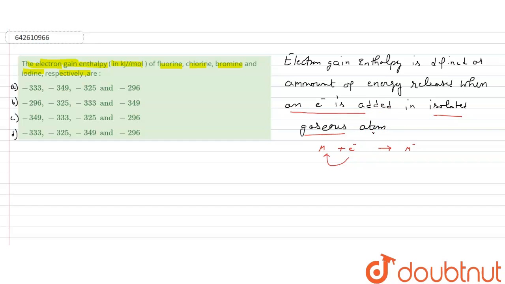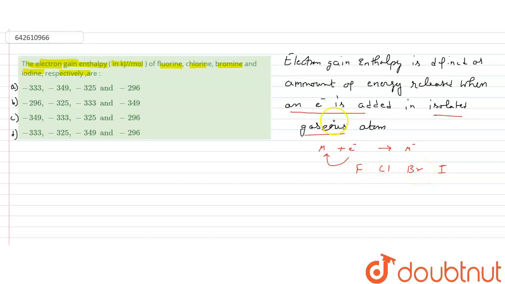Now in the case of halogens, we have them like this: fluorine, chlorine, bromine, and iodine. And we have one more, astatine, which is radioactive, so you don't need to write it. So here we have fluorine, chlorine, bromine, and iodine.